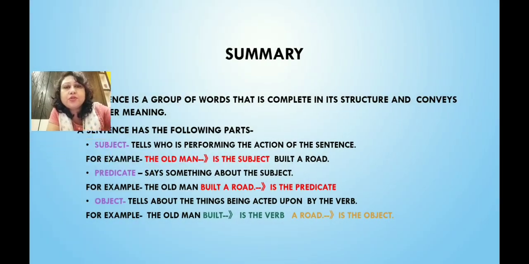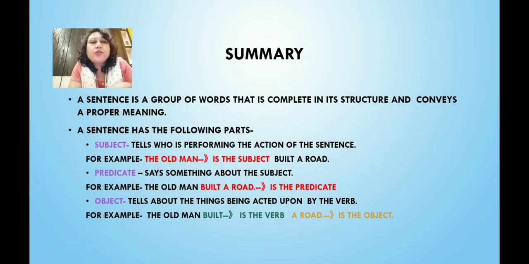Now let's do a small summary. So here in this session 5, we have learned that a sentence is a group of words that is complete in its structure and it conveys a proper meaning. Then we learned that a sentence has the following parts: subject, predicate and object. Okay, the subject is what? It tells who is performing the action of the sentence. For example, the old man. Now the old man is the subject.